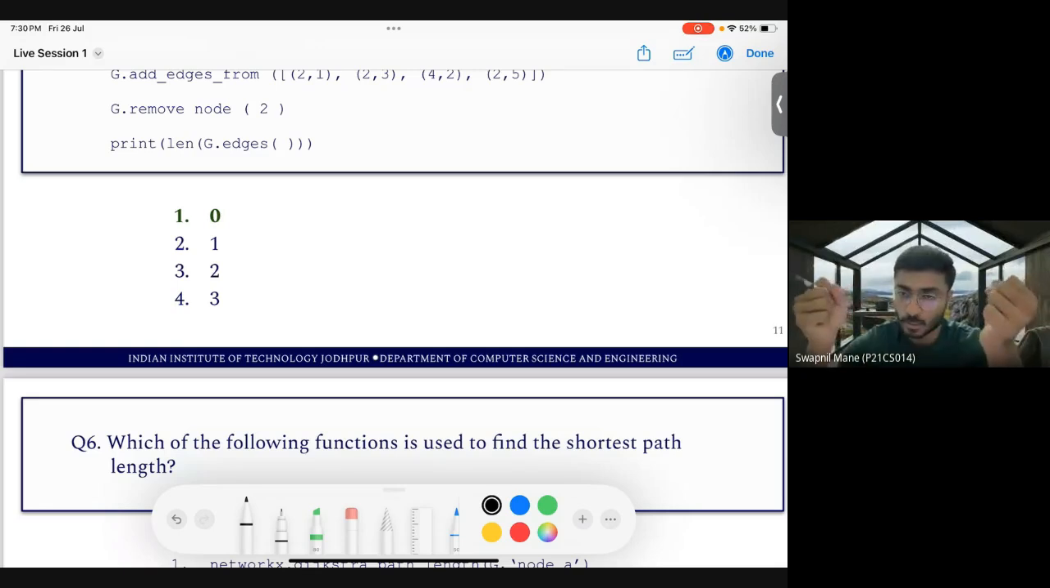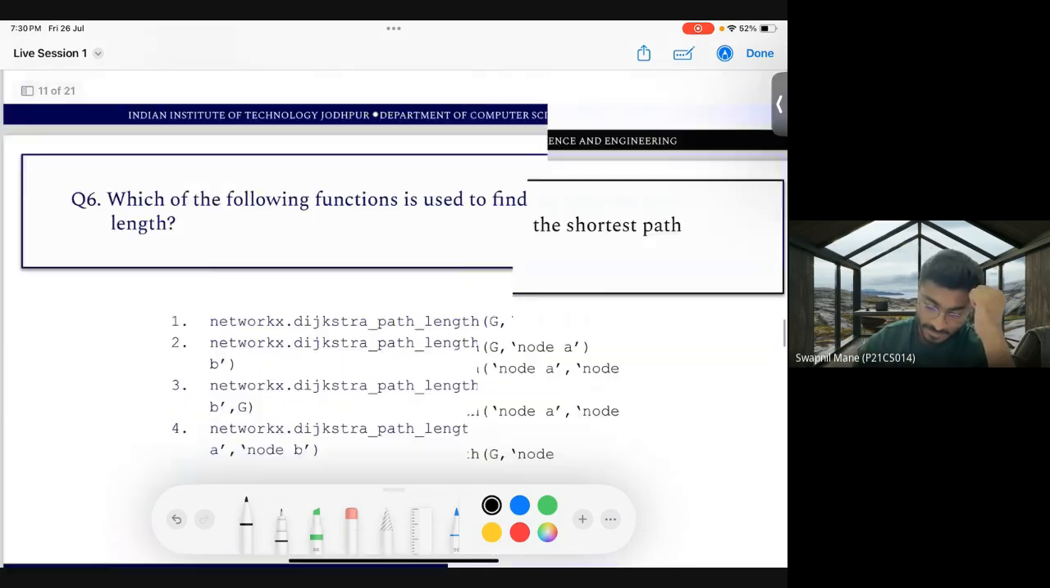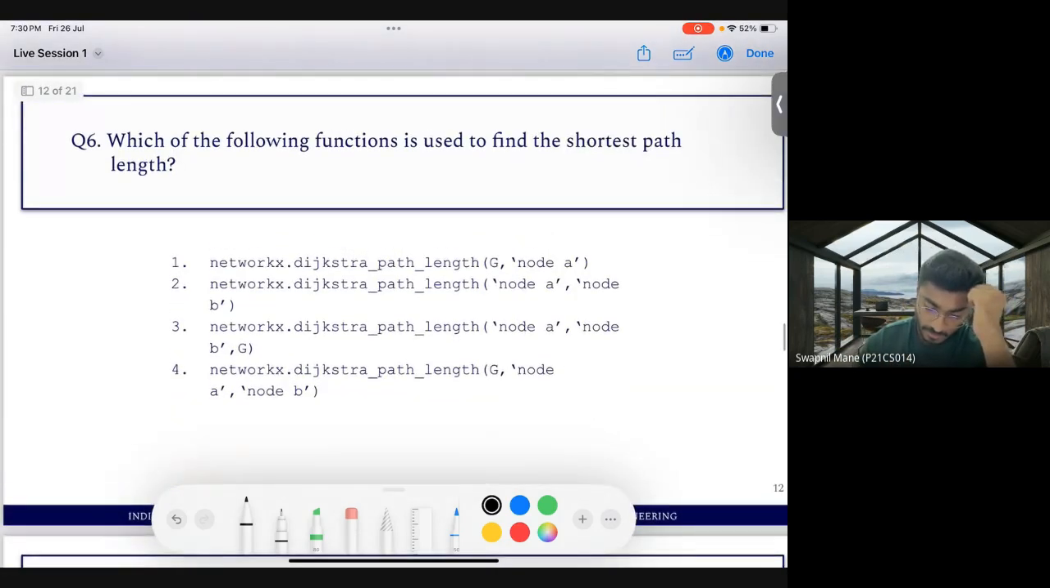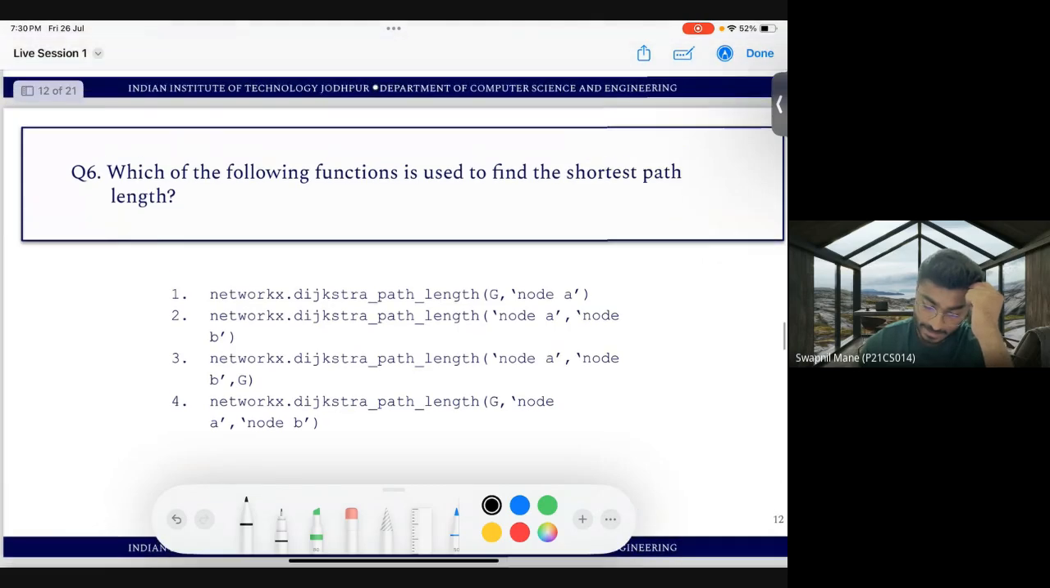Along with these two nodes, the source and destination, we also have to pass the graph, from which we need to find the shortest path. So this is the syntax that was probably already discussed in the lecture series. The Dijkstra path length function, simple, but how you pass the parameters is actually important.